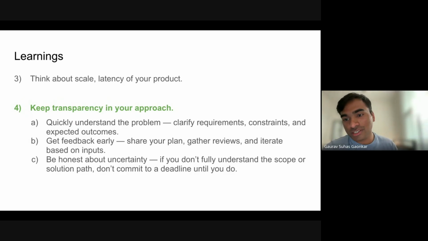And to be honest, don't commit a deadline if you don't understand a problem, because in industry the deadlines are considered very severely, or at most they are very important.